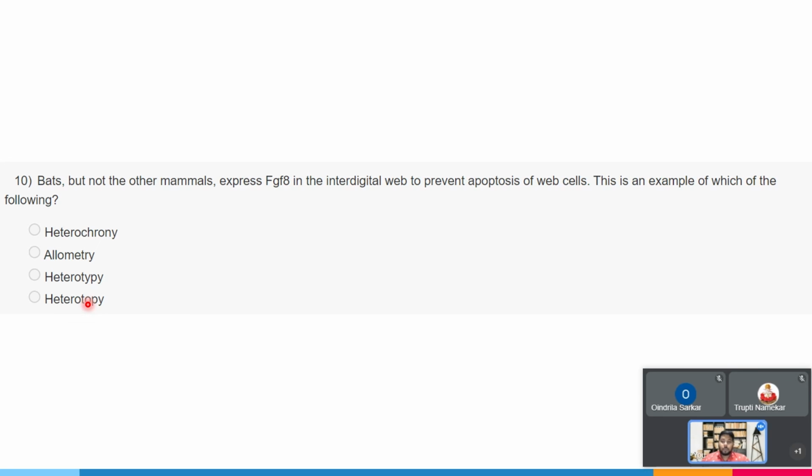So we move on to the last question that we will deal with today, and the question is: bats, but not other mammals, express FGF8 in the interdigital web to prevent apoptosis of web cells. This is an example of which of the following: heterochrony, allometry, heterotypy, or heterotopy. This is the only one type of correct answer, because it is a single-answer type of question. So would anyone try and answer this?